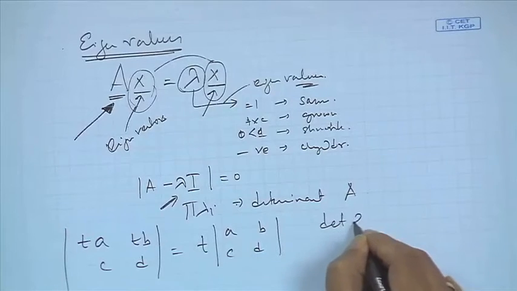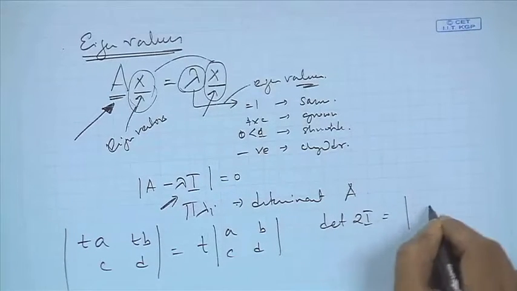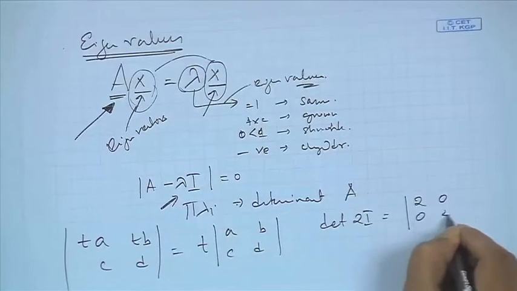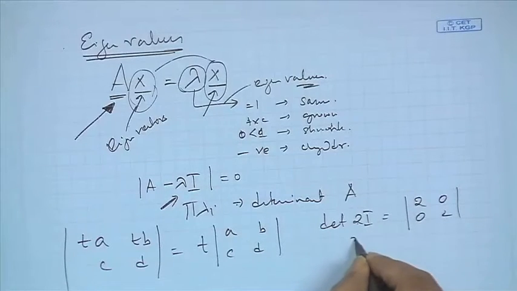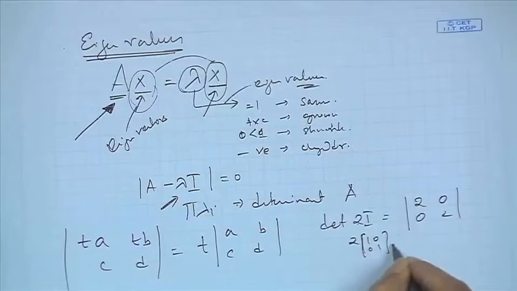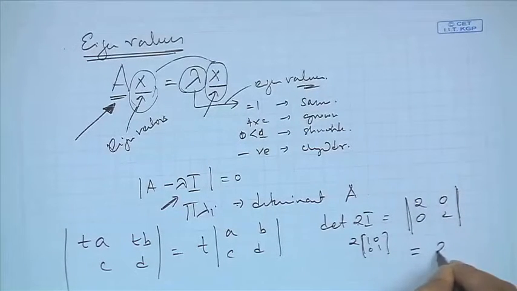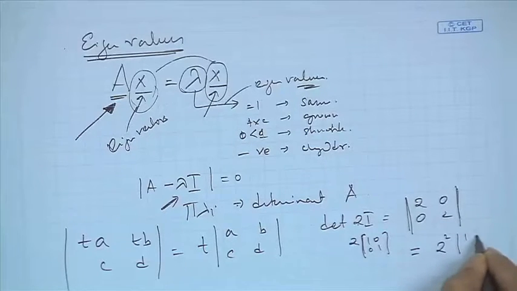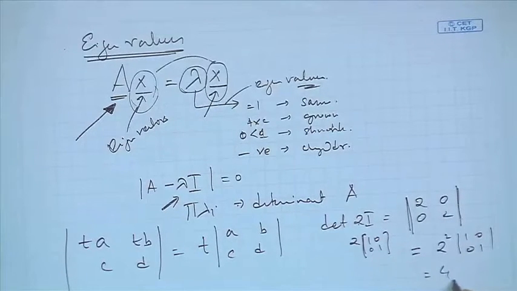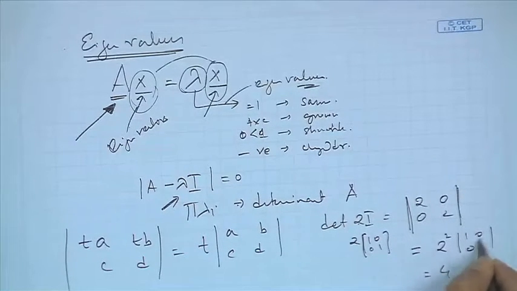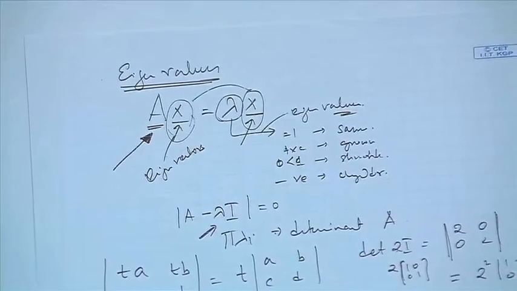So, let us say the determinant of 2I is equal to the determinant of [2 0; 0 2], because 2 times I is 2 times [1 0; 0 1]. These lines indicate the determinant, which is equal to 2 squared times the determinant of [1 0; 0 1], which is equal to 4, because the determinant is this product minus the product of the other diagonal. So, determinant is also very important. We should try to understand determinants.